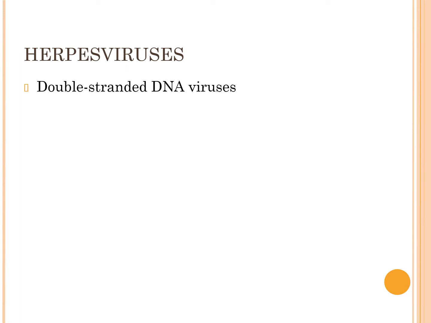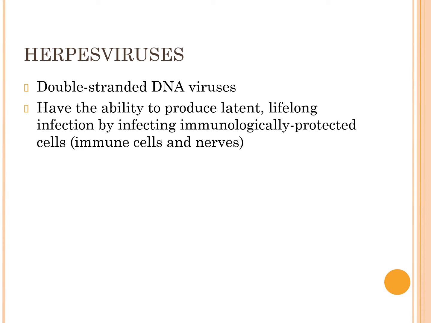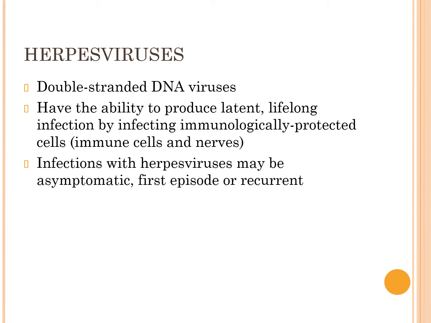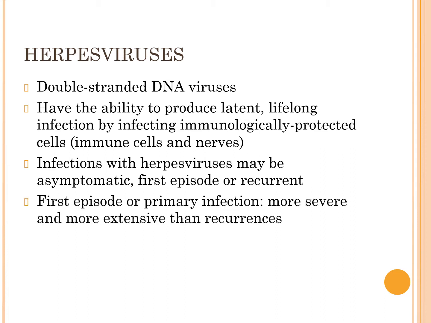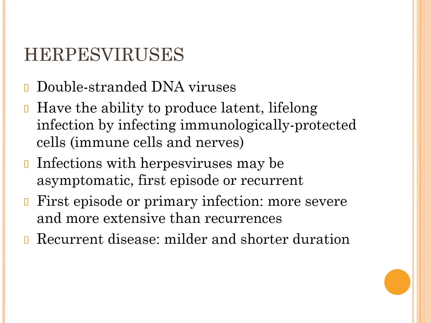They are double-stranded DNA viruses that have the ability to produce latent, lifelong infection by infecting immunologically protected cells such as immune cells and nerves. Infections with herpes viruses may be either asymptomatic, first episode, or recurrent type. The first episode or primary infection tends to be more severe and more extensive than recurrent episodes. And recurrent disease, on the other hand, tends to be milder and of shorter duration.